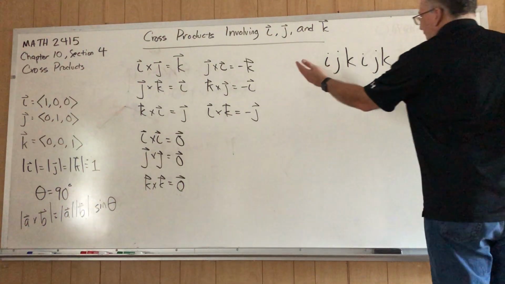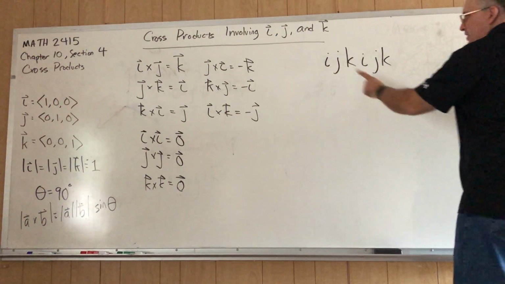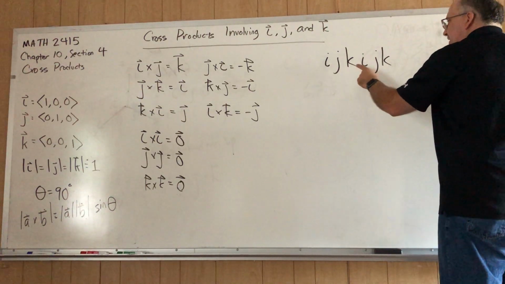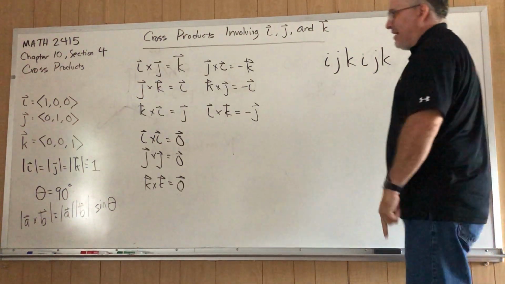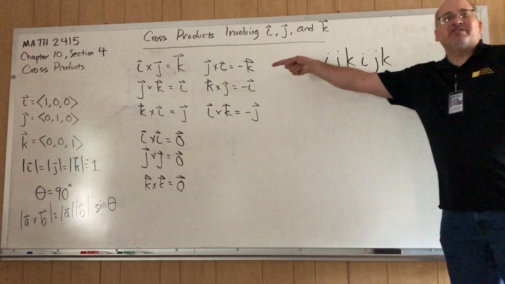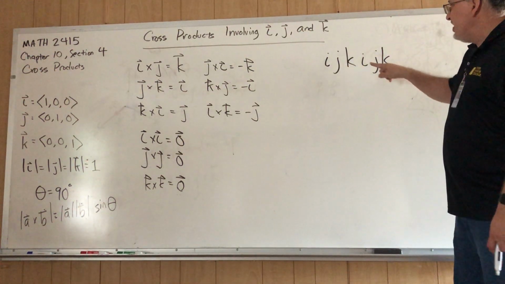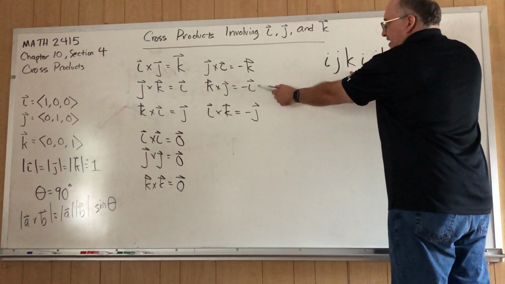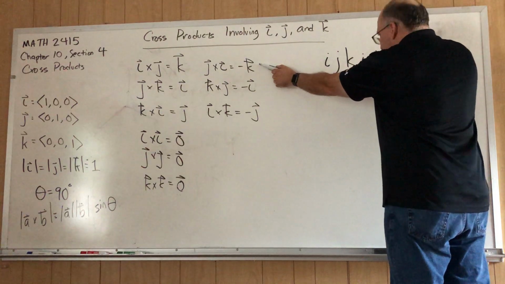When you form a cross product from left to right, it's positive. i cross j is k, j cross k is i, k cross i is j. That's how I knew those. But if you do a cross product from right to left, it's negative. k cross j is negative i. j cross i is negative k.